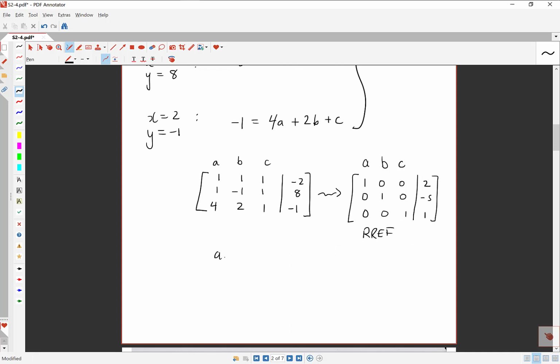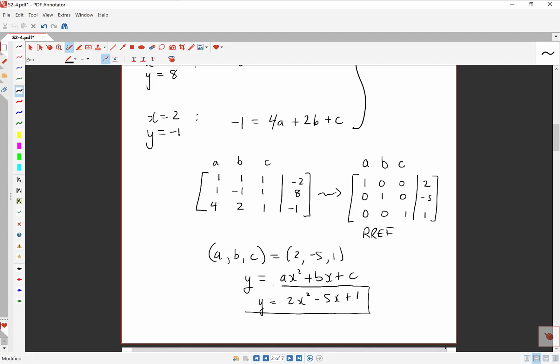Our a value is 2. So let's write this as an ordered triple, 2, negative 5, 1. And the way the question was worded, it was asking for the equation of the parabola. So we could say, well, the equation is y equals ax squared plus bx plus c. And if we just sub in our values into the appropriate places, here's our answer. y equals 2x squared minus 5x plus 1 is the parabola that passes through those 3 points.